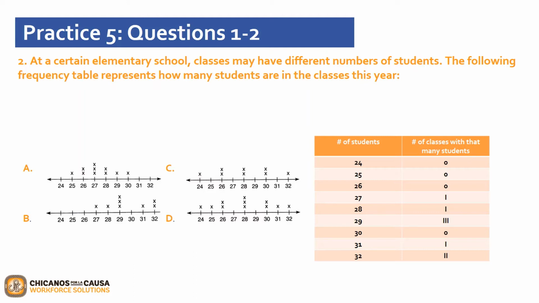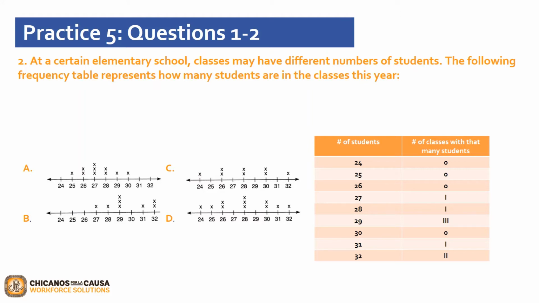So visually, I can see that answers C and D cannot be plausible answers for this question because they have an X or a tally mark above the number 24. This leaves us with options A and B. So let's look at the next row of information. We have 25 students and 0 classes with that number of students.